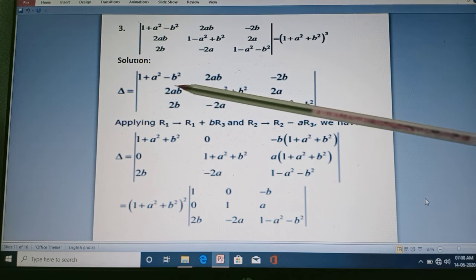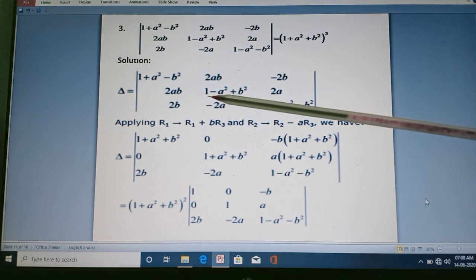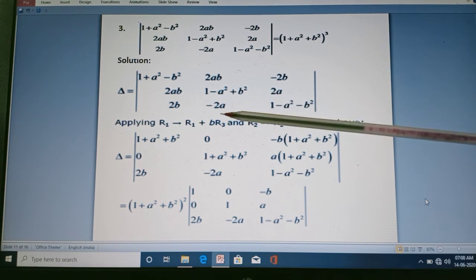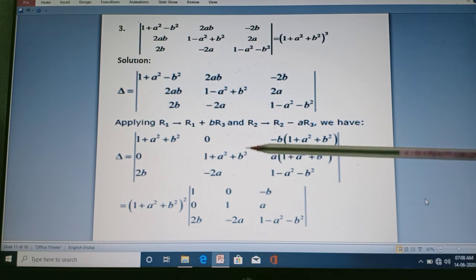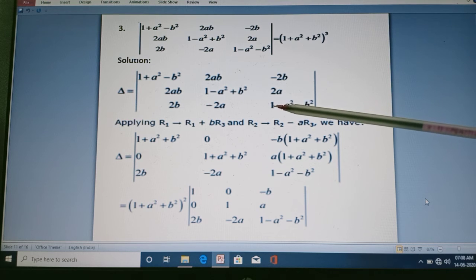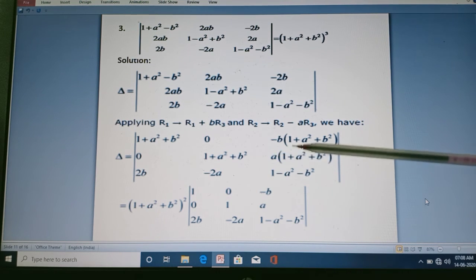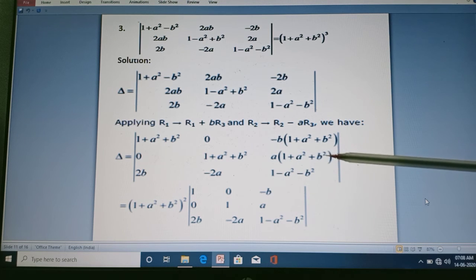So R2 minus twice ab, minus twice ab, 0. 1 minus a square plus b square. In R1, it is 1 minus a square minus b square plus 2a square, which is 1 plus a square plus b square. Again twice a minus a plus a cube plus ab square. Here a can be taken common, in the bracket 1 plus a square plus b square.